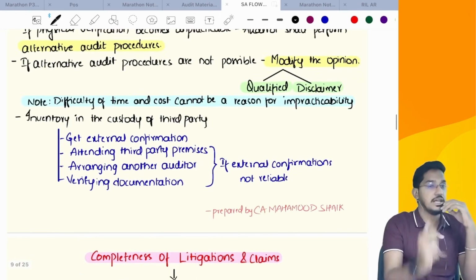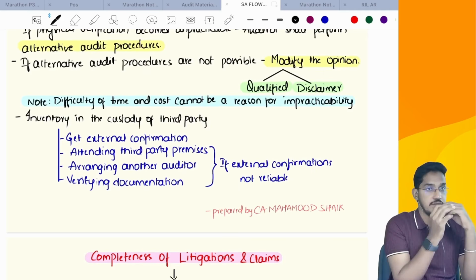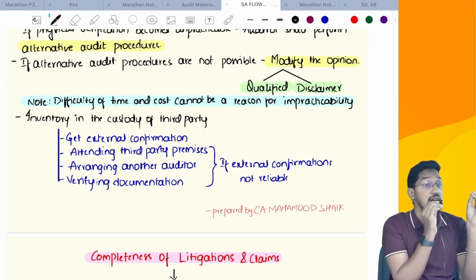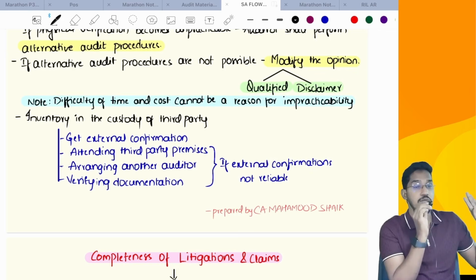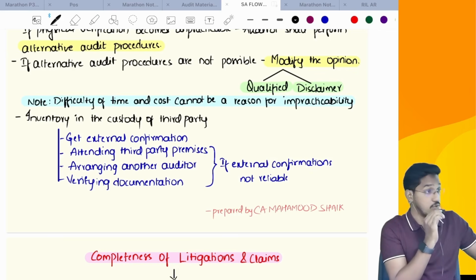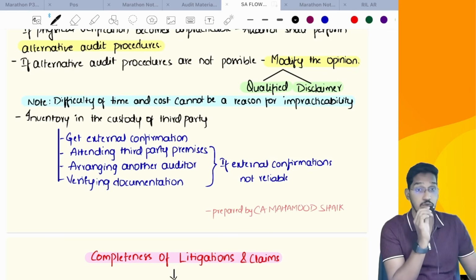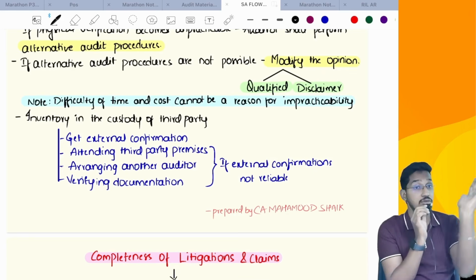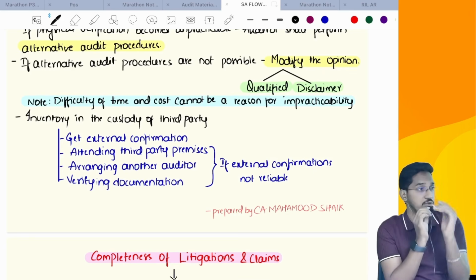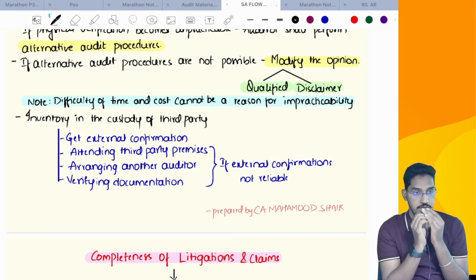So this is what SA 501 says regarding obtaining audit evidence relating to existence and condition of inventory. The second item regarding which SA 501 is giving guidance: completeness of litigations and claims. Whether management has completely presented whatever litigations and claims the client is going through, without leaving anything out, everything should have been presented in the financial statements.